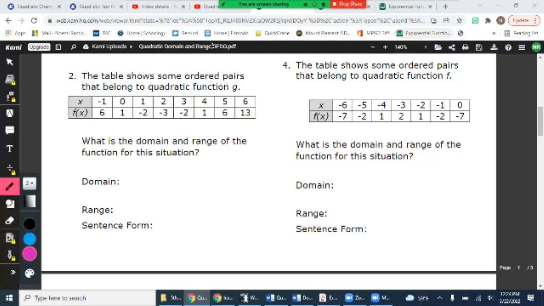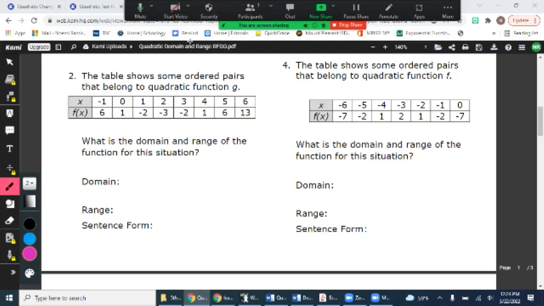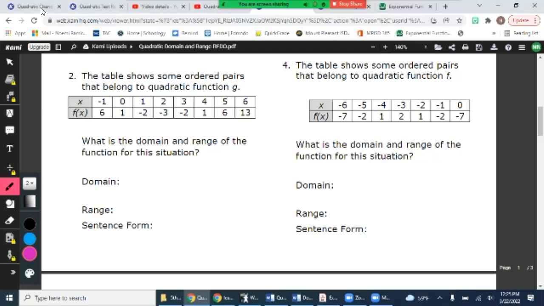So what's the difference? Look at it, compare it. Look at the tables. What is a difference that you notice? Not the decimals, not the negatives.